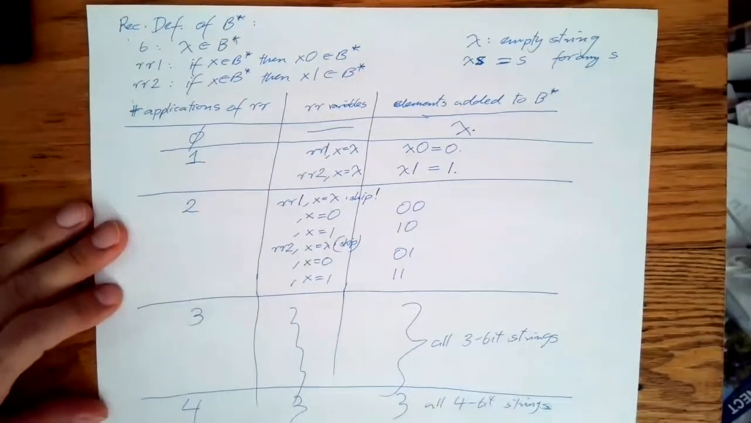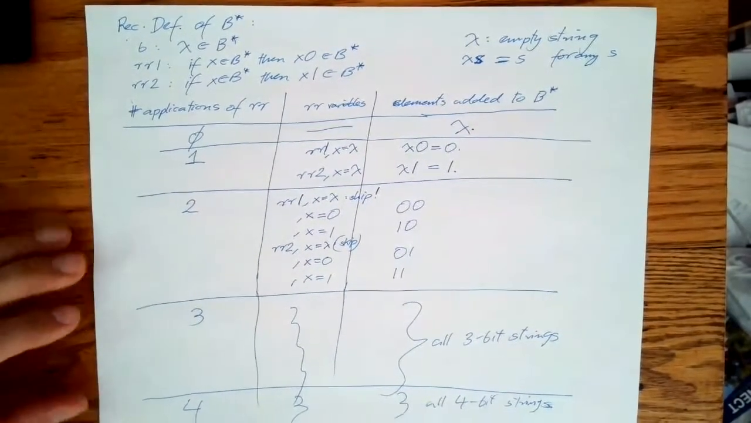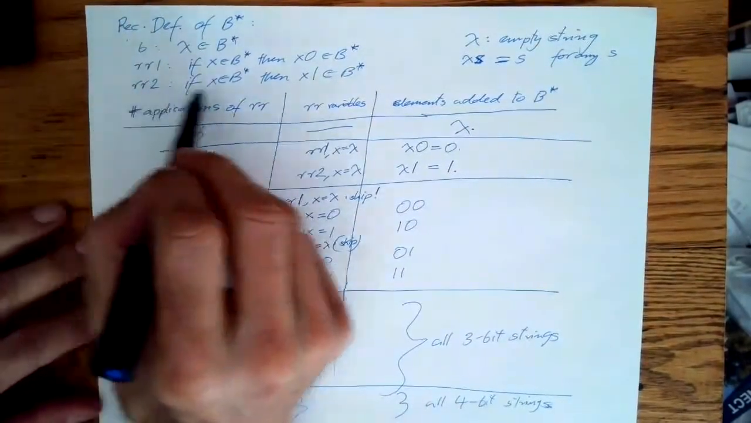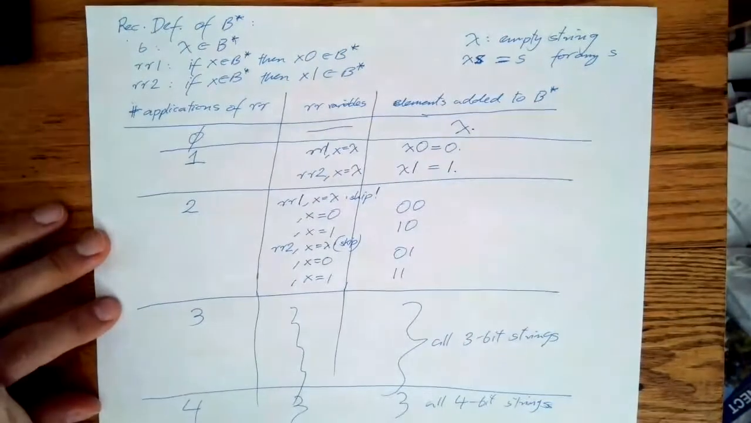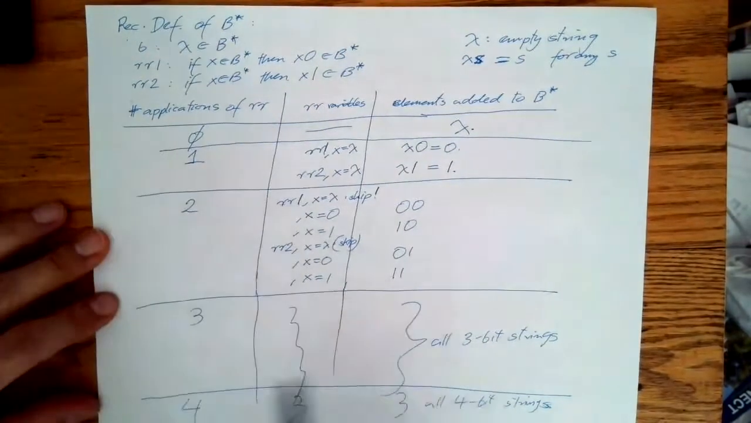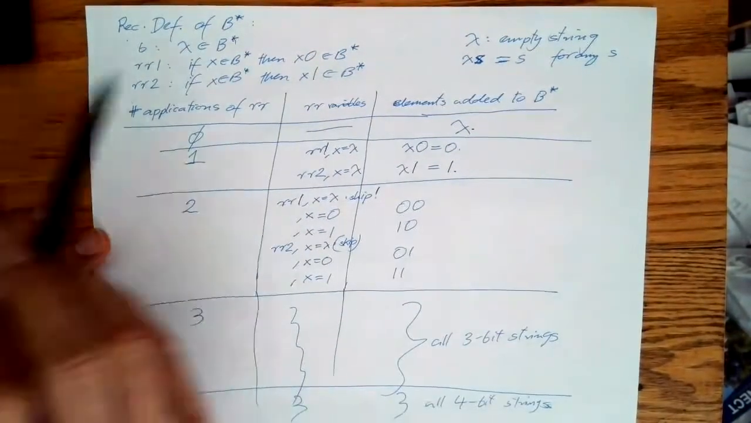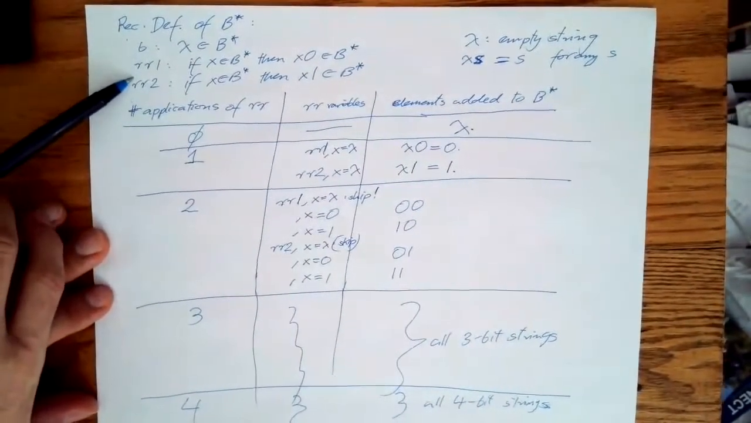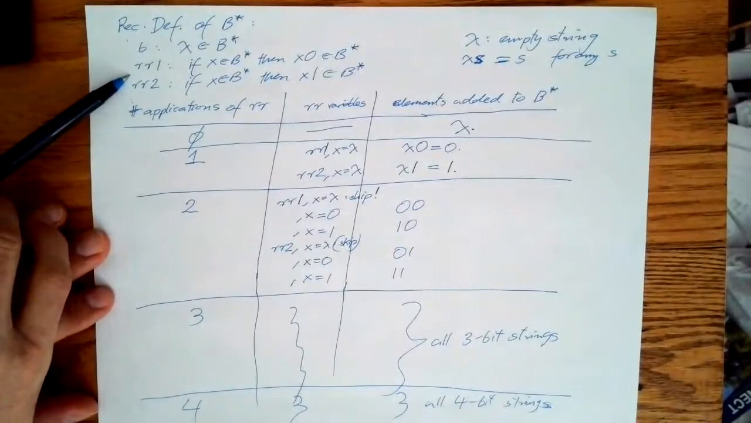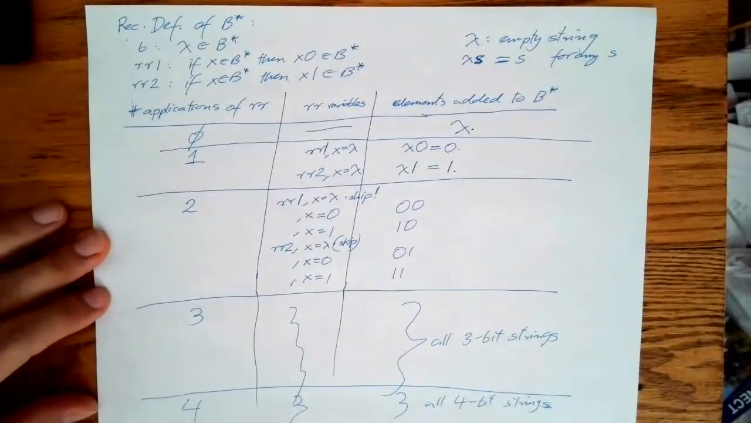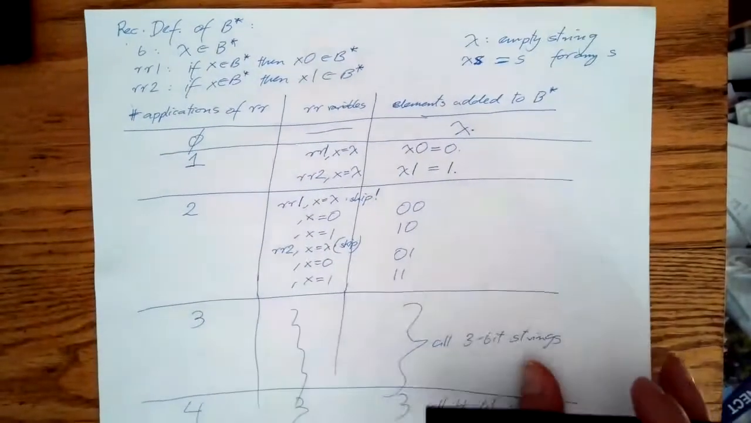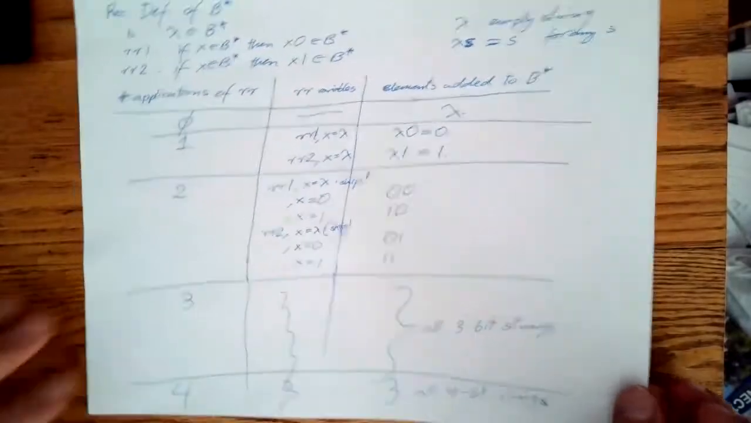So a tiny recursive code, and it generates all bit strings, right? By the recursive application of these recursive rules. Okay, let's look at another example.